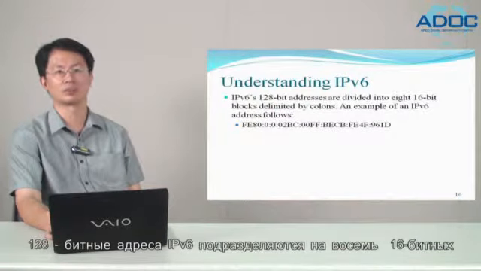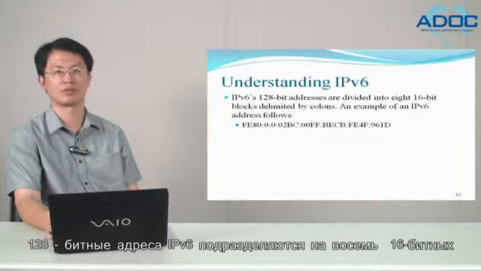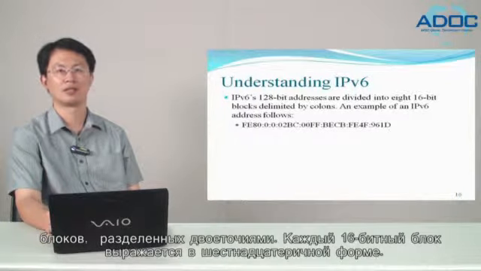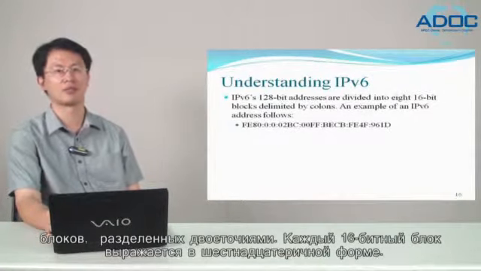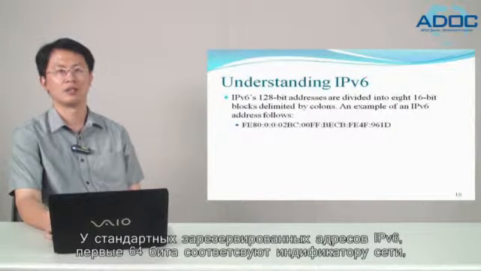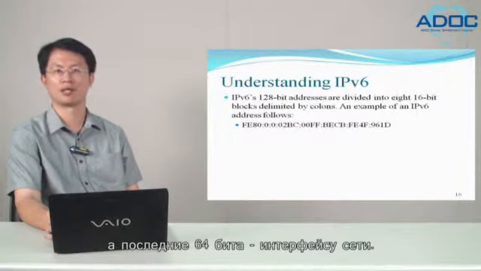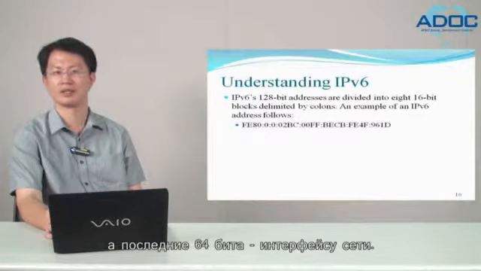And IPv6's 128-bit addresses are divided into eight 16-bit blocks, delimited by colons. Each 16-bit block is expressed in hexadecimal form. With standard Unicast IPv6 addresses, the first 64 bits represent the network ID, and the last 64 bits represent the network interface.